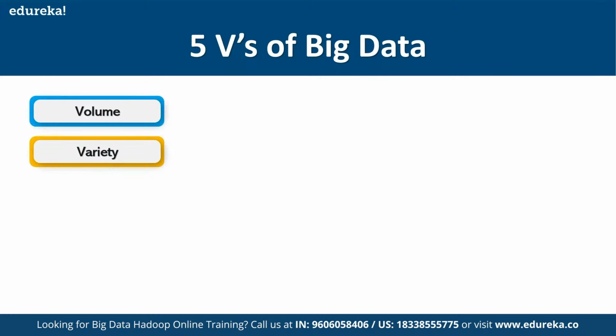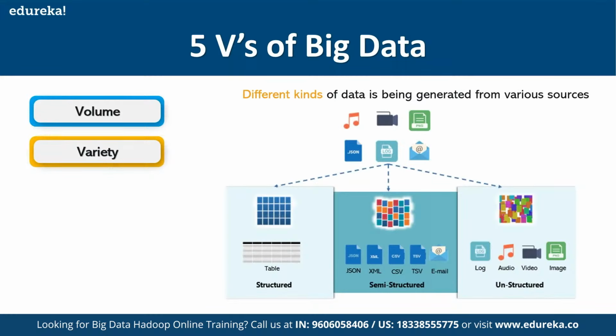It doesn't come in a number format. It doesn't come only in a graph format. It could be a mix of all different types of data. All right, that we call variety. So different kinds of data are being generated from various sources. As I told you, we categorize the data into structured, semi-structured, and unstructured data.